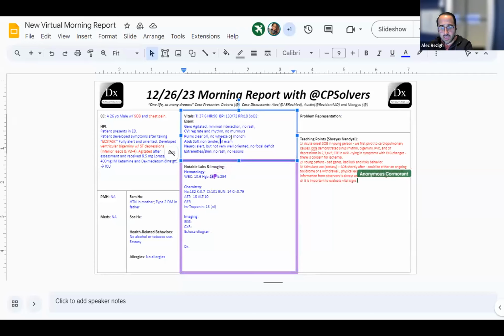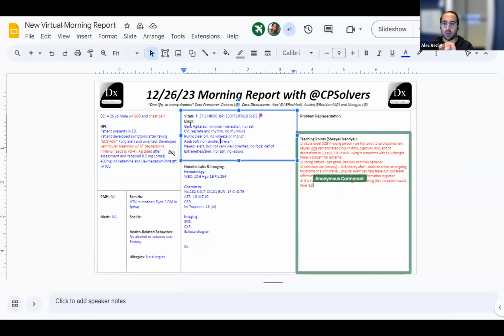And then very agitated with minimal interaction. And then Deborah, maybe you can clarify for me, is this exam before all the sedatives they received or after? It was after. So still agitated despite very large amounts of Ativan and being on a Precedex drip. So definitely very concerning for something ongoing.